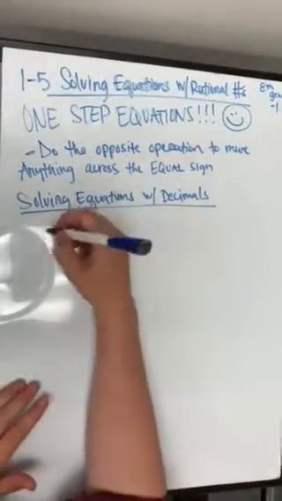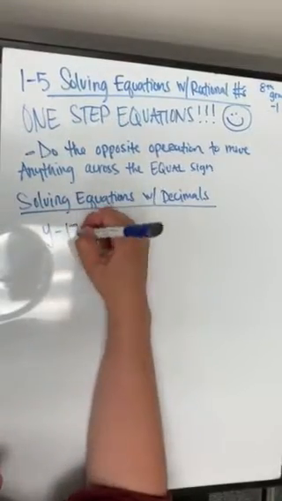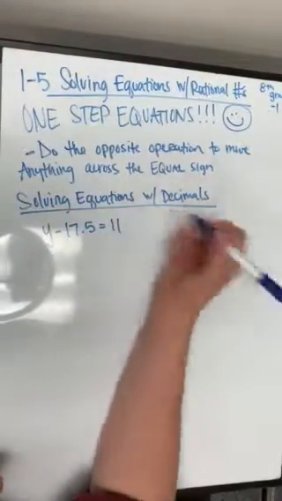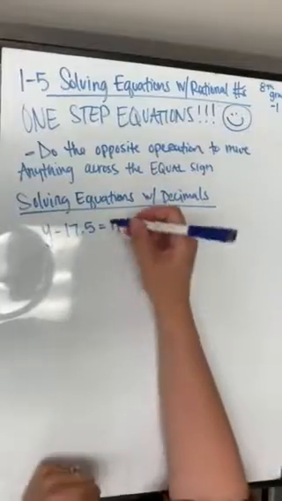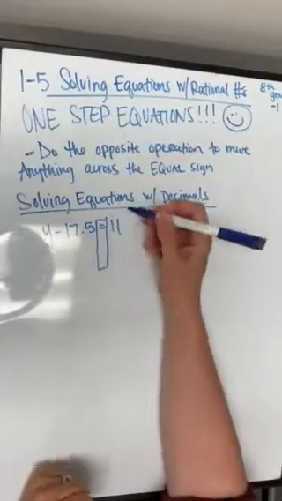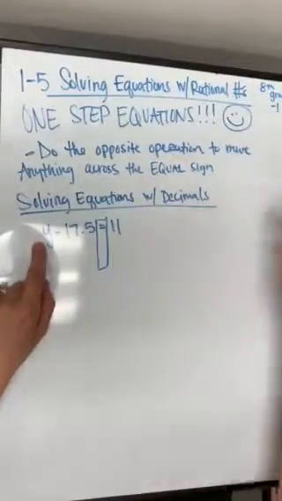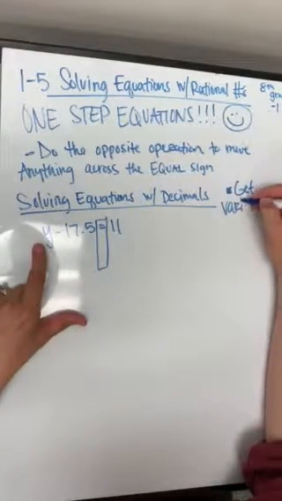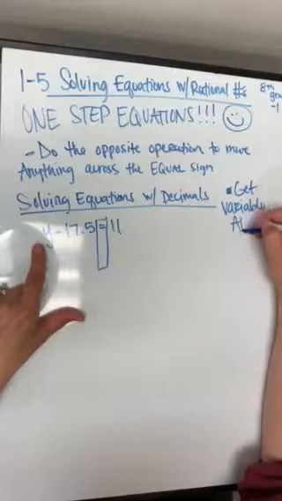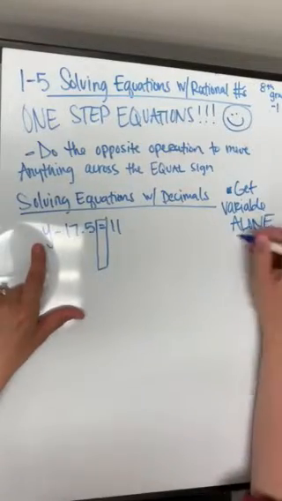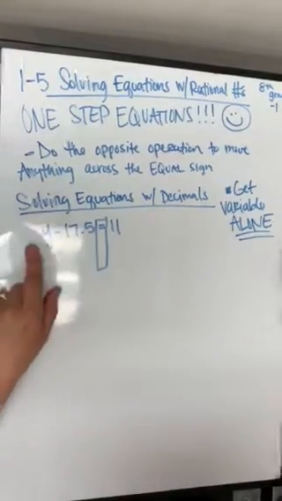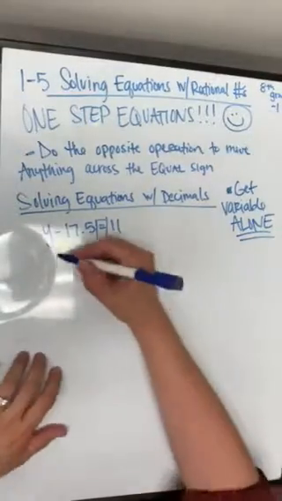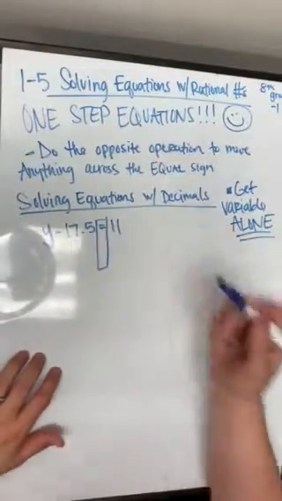All right, so the first one, let's do y minus 17.5 is equal to 11. Well, I notice that this is my equal sign. I want to get my variable alone. Like, our whole goal is to get the variable alone. That's what we want to do. That's us solving one-step equations, or any equation. We want to know what this unknown number is.